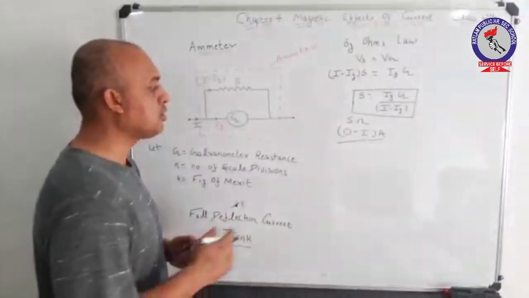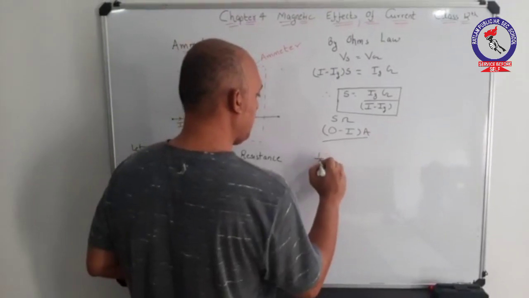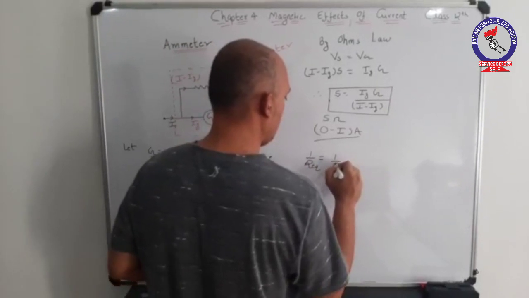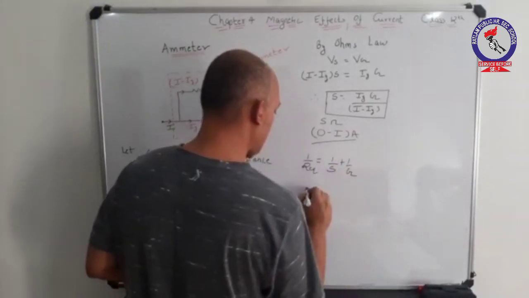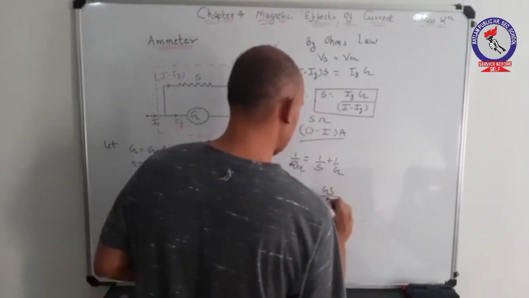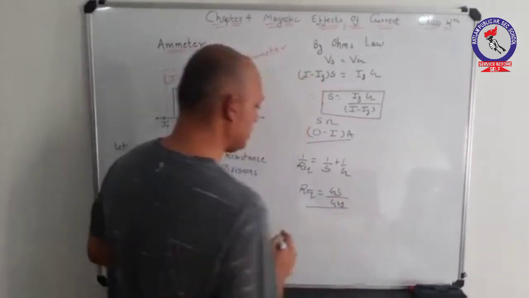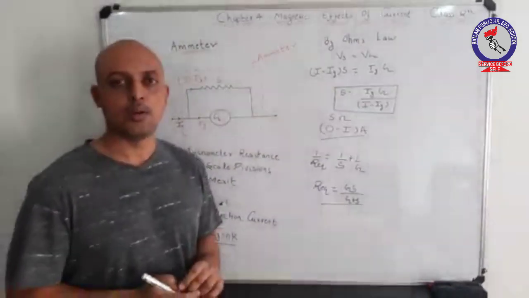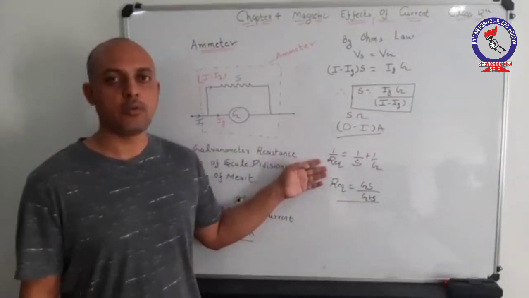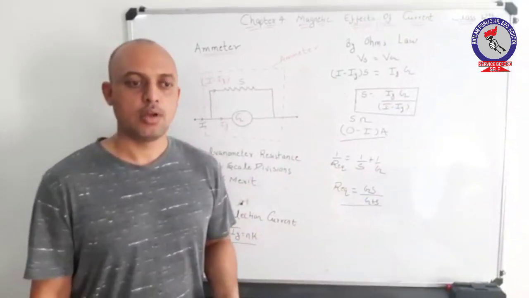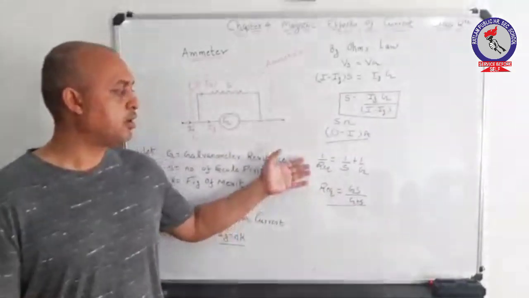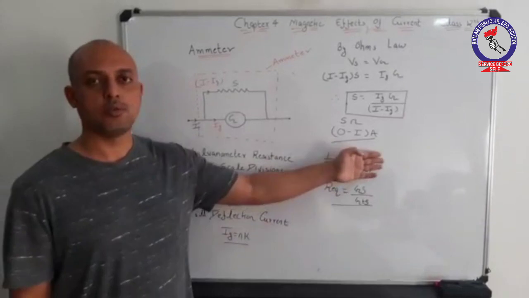Talking about the effective resistance, as both are connected in parallel, 1 upon R equivalent equals 1 by S plus 1 by G. On simplifying, we have equivalent resistance equals GS upon G plus S. So in this way, equivalent resistance of an ammeter can be calculated by simply applying the relation of equivalent resistance. As we have already studied, when you are connecting two different resistances in parallel, their equivalent resistance is given by 1 upon R1 plus 1 upon R2.